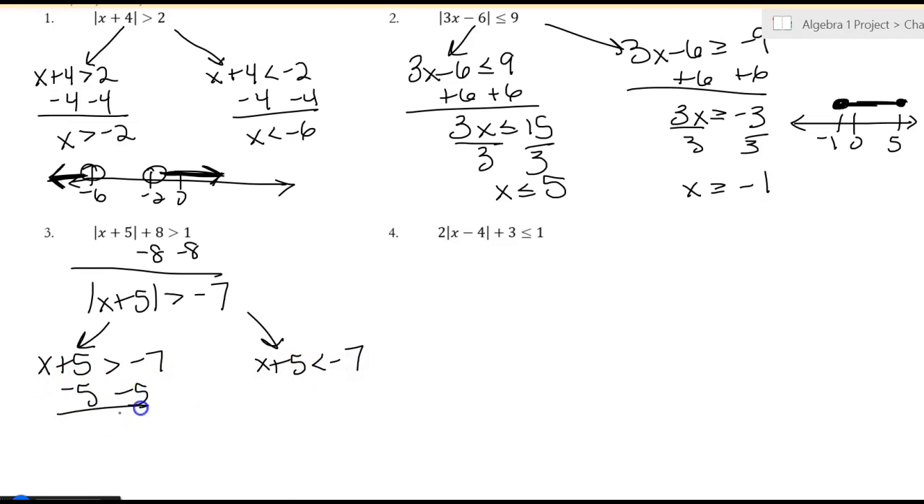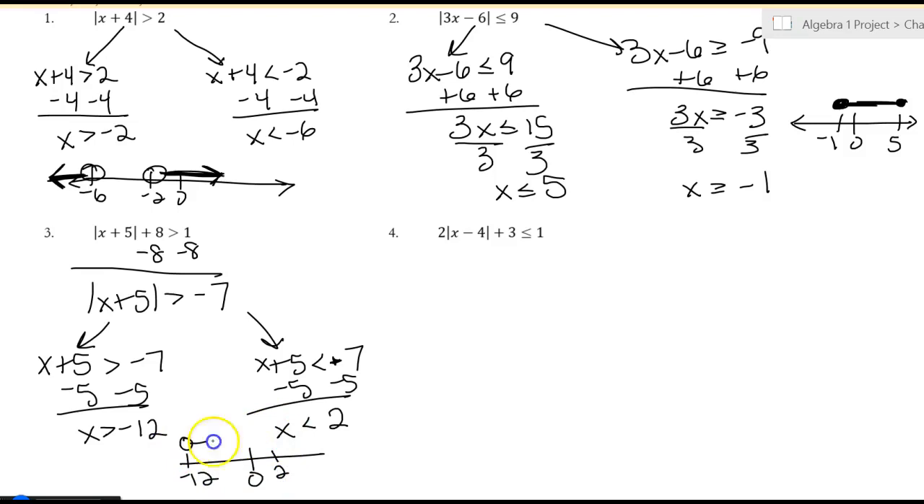Then I minus 5 on both sides, and I get x is greater than negative 12. And over on the right side, I get x is less than, oops, I forgot to change that to positive. You see that? I should change that sign to positive 2. Okay, so now it's at 2 and negative 12, and it's greater at negative 12, less than at 2.